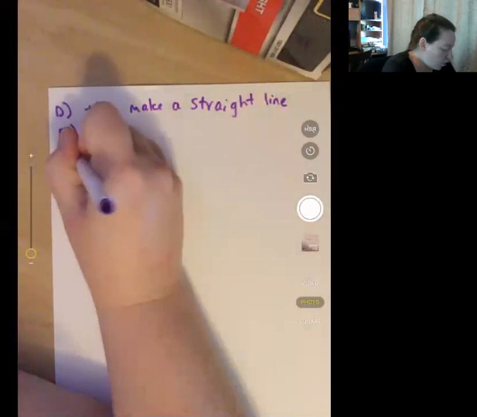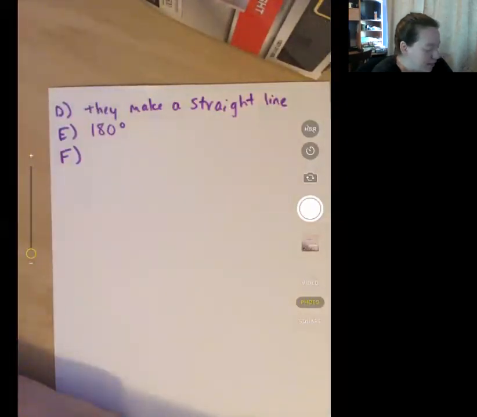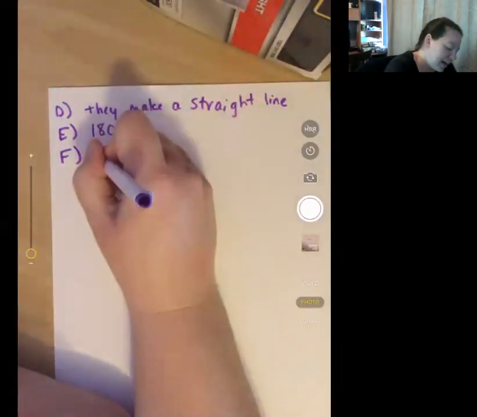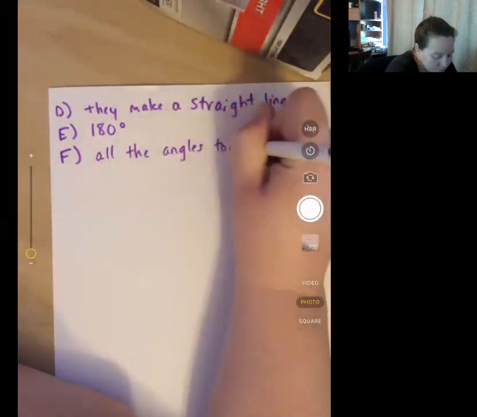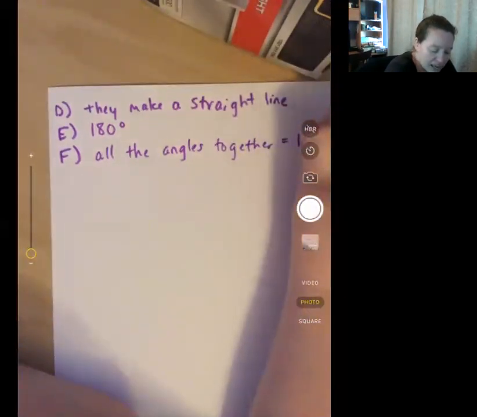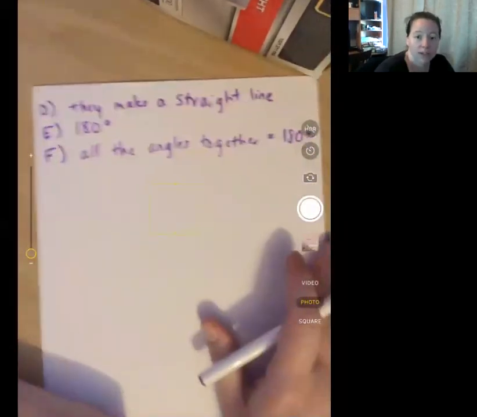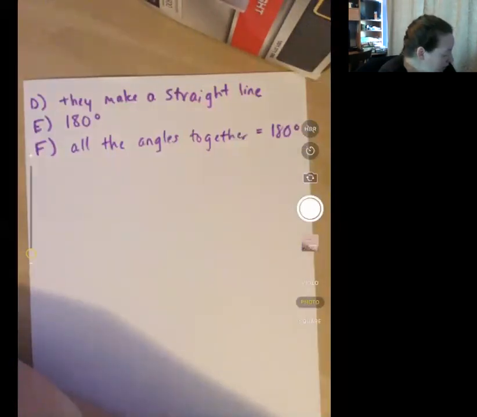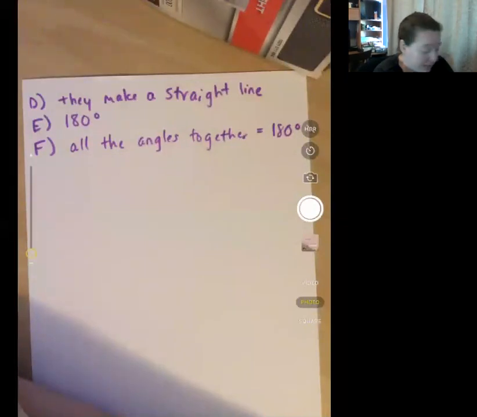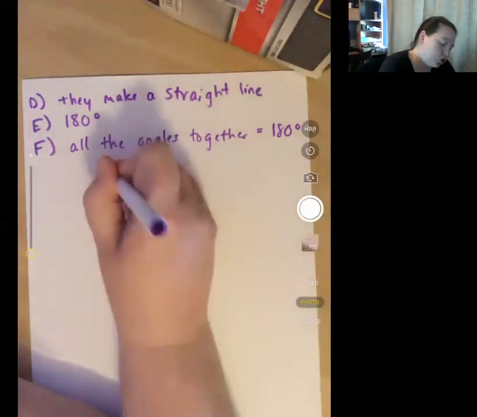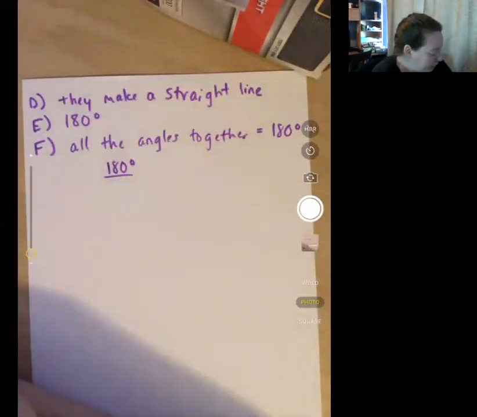Letter F, describe the relationship among the measures of the angles in triangle ABC. What it wants us to say is all the angles together equal 180 degrees. That's what they want us to say. The triangle sum theorem states that for triangle ABC, the measure of angle A plus the measure of angle B plus the measure of angle C is equal to 180 degrees.